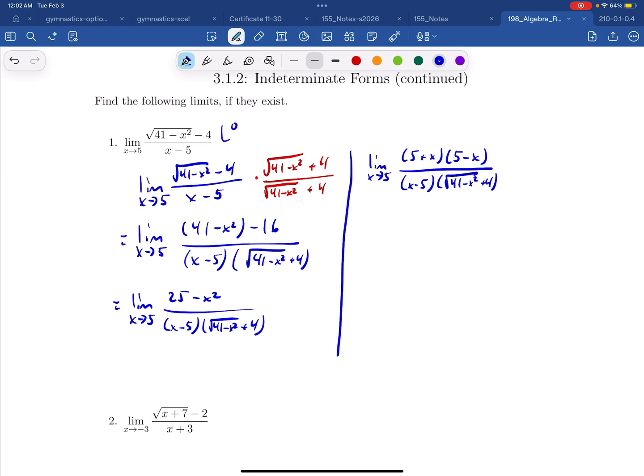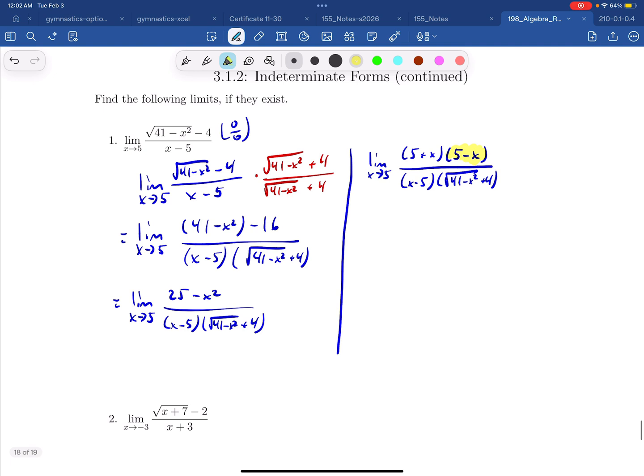Oh, and by the way, I'm sorry, I totally forgot to plug in x, but you're going to get 0 over 0. Anyway, now let's be a little careful here. You might notice that this, let me actually use a highlighter to emphasize this. I'm just going to write this over here. Five minus x equals negative x minus 5. You see that? So if we substitute that in, we can cancel this and write a negative 1. We have a negative 1 instead.